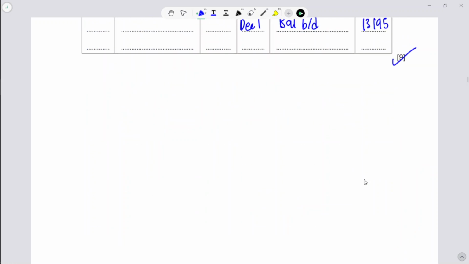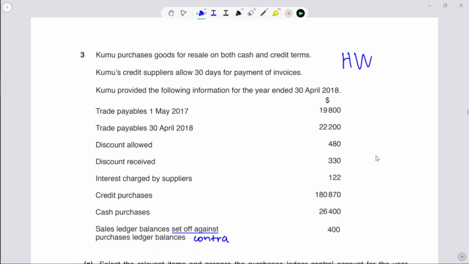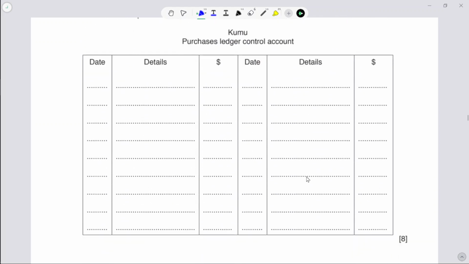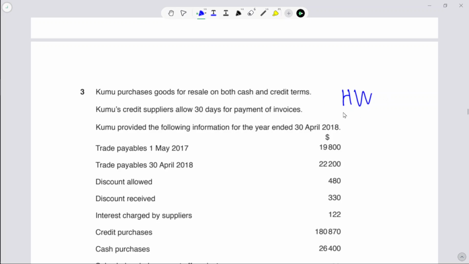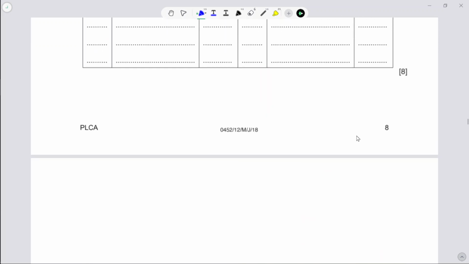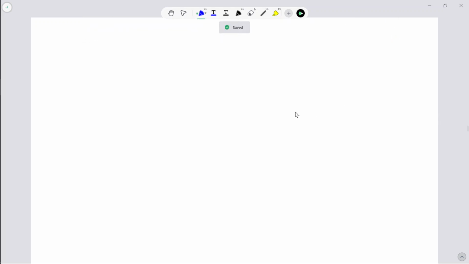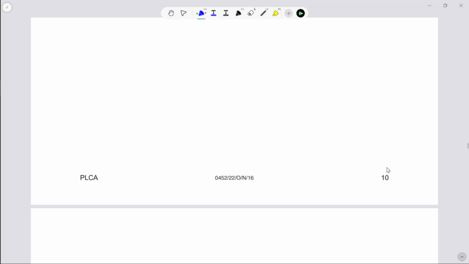Okay, so now let's go to page 6, and this one will be the homework. Page 8 will also be your homework. And page 10 also homework.